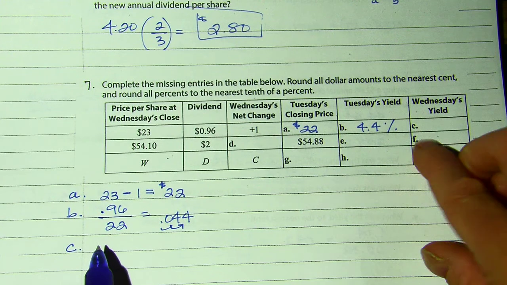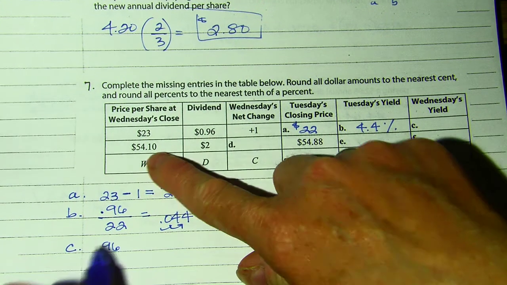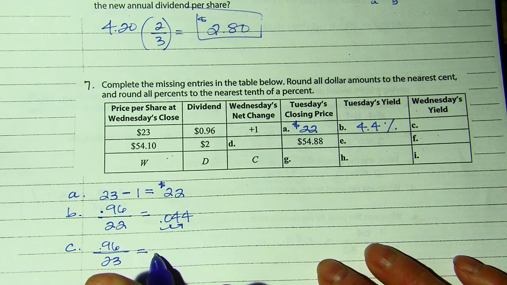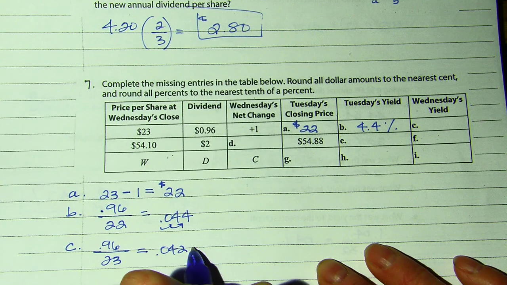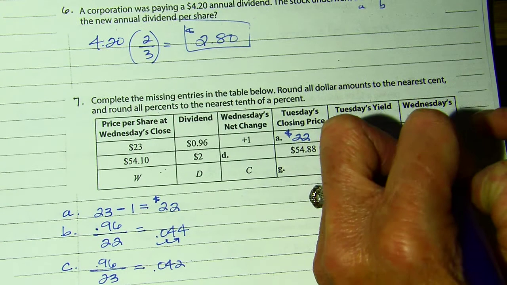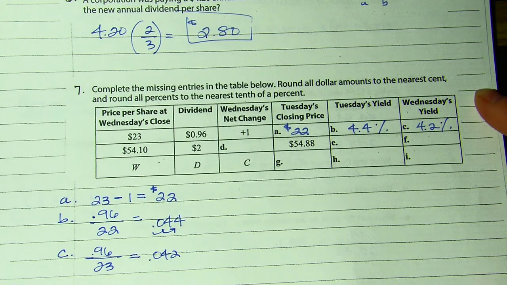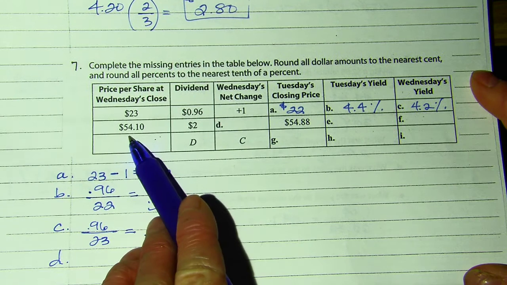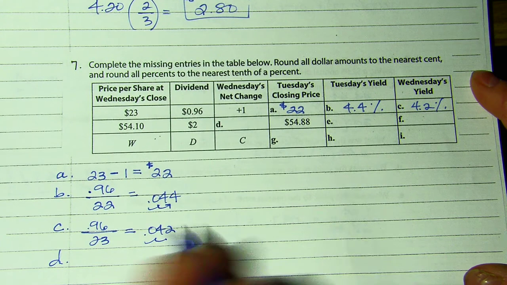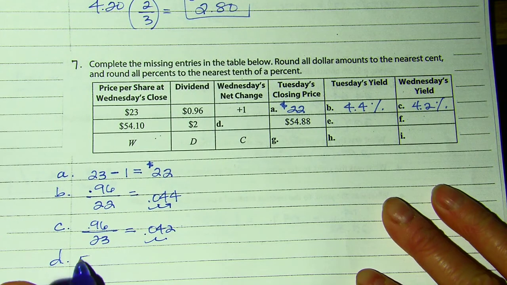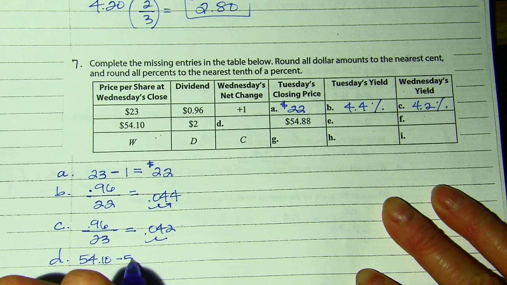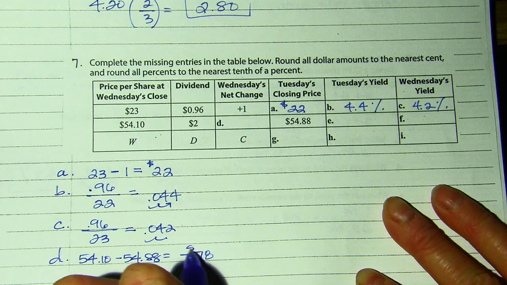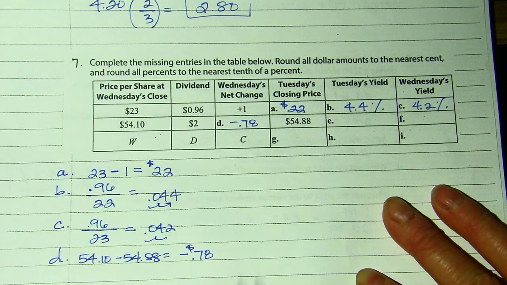C, Wednesday's yield would be the 96 cents, but divided by Wednesday's price. And that gives me 0.042, or that would be 4.2%. Okay. All right, part D. Here is Wednesday's, here is Tuesday's. So let's figure out if it's gone up or down. So 54.10 minus 54.88. And my price has gone down 78 cents, so negative 0.78.